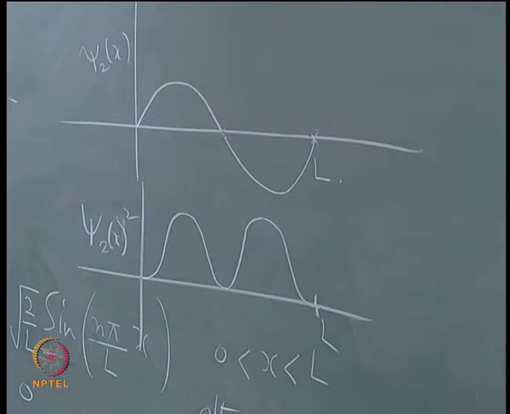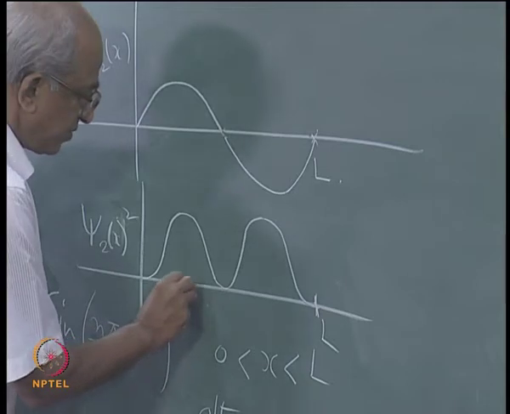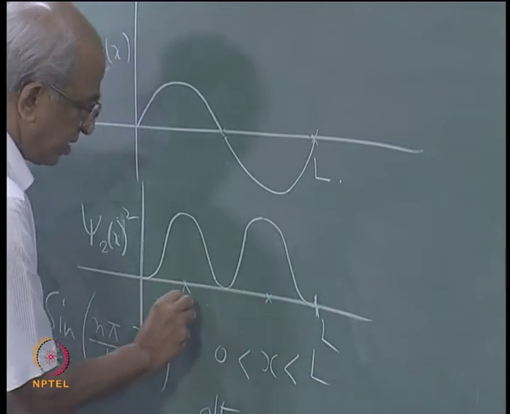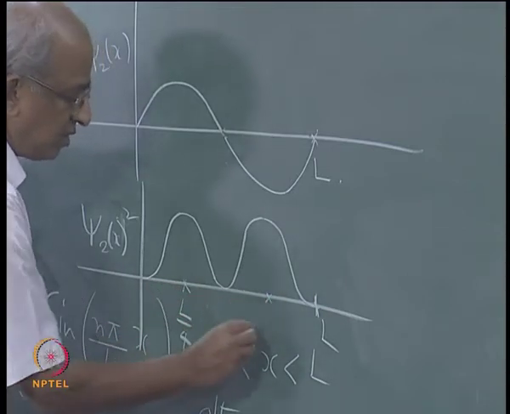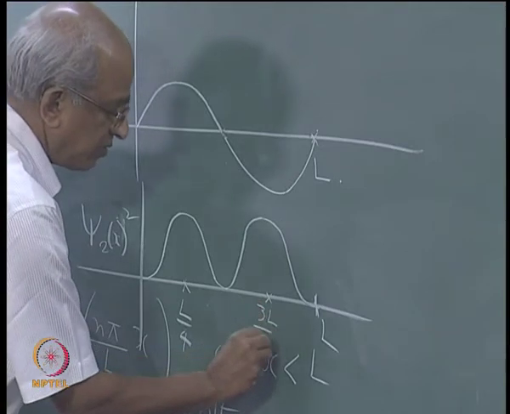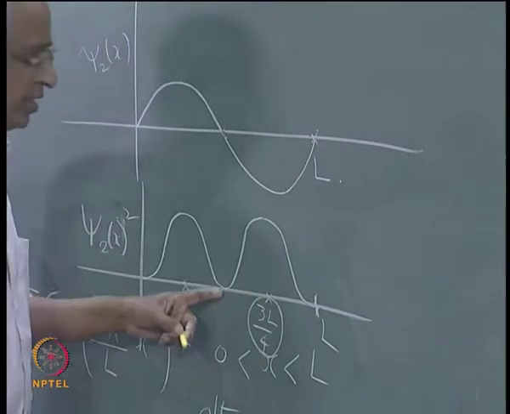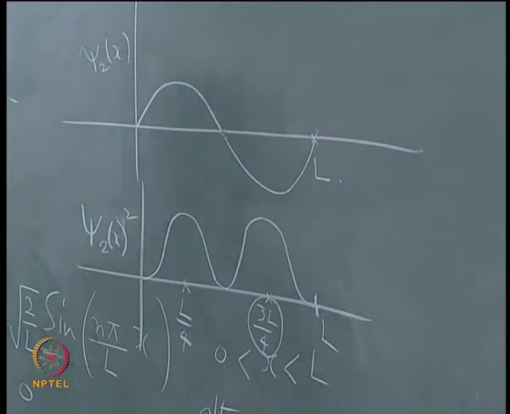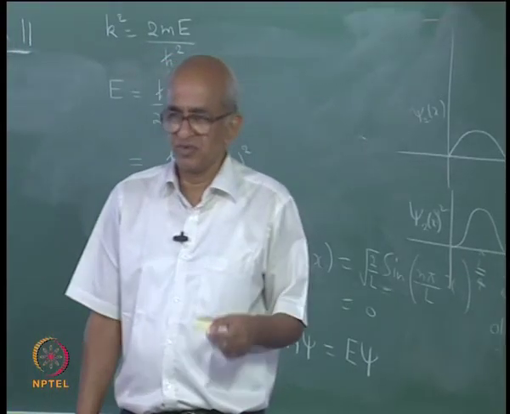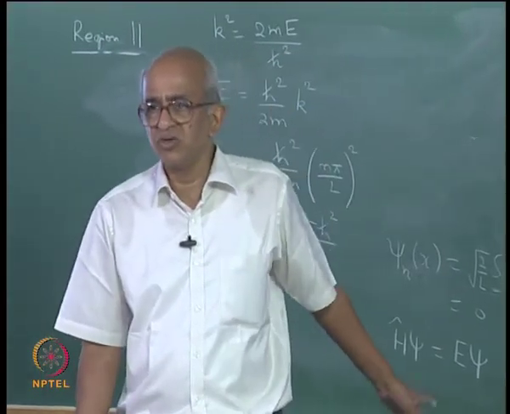If you are asked the question, what is the most probable position for the particle, you will say, well, in this case there are two most probable positions. One is this point and the other is that point. This will be L by 4, while that will be 3 L by 4, and right at the middle of the box the probability density for finding the particle is actually equal to 0.